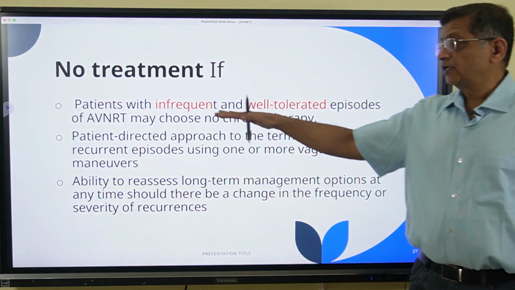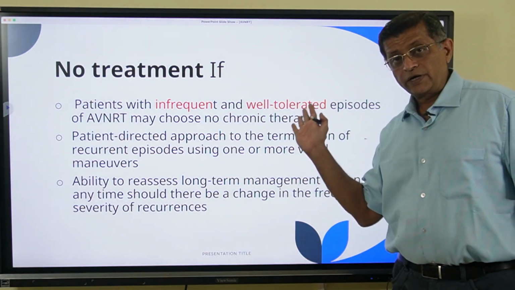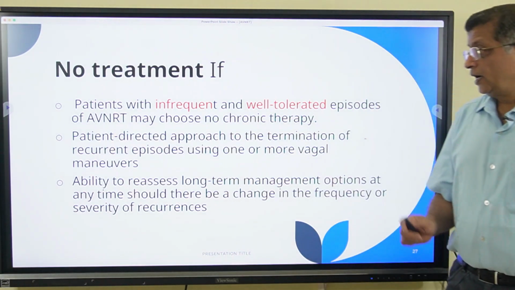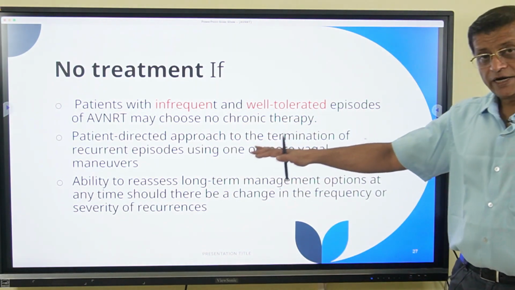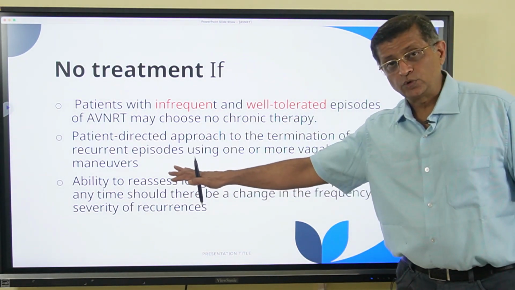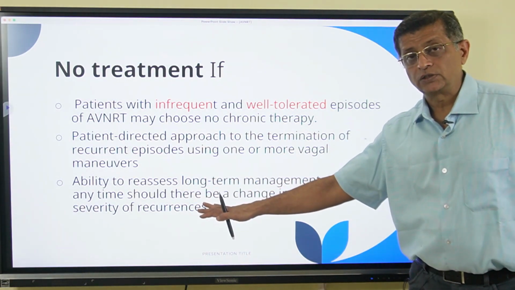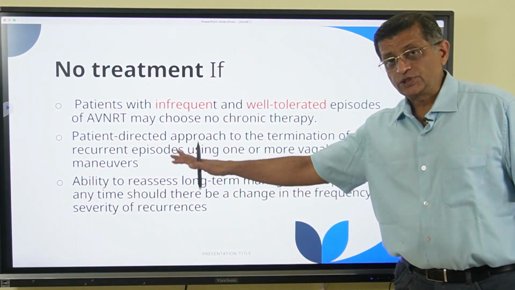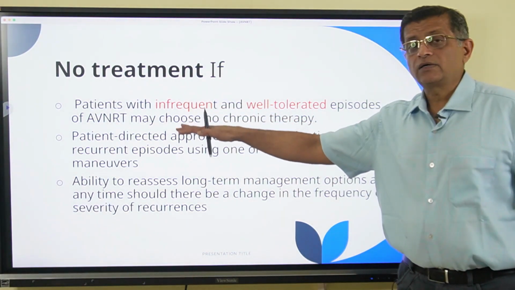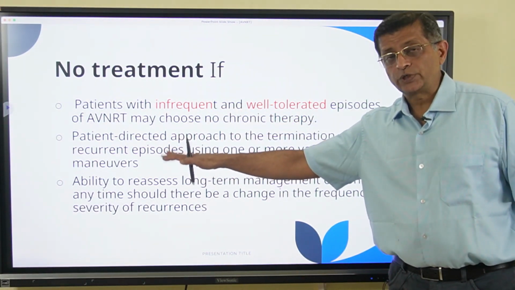If a patient is relatively tolerating the episodes well, the patient can do his own vagal maneuvers and come to the doctor when required. If the patient is educated, you can continue the patient without any treatment.